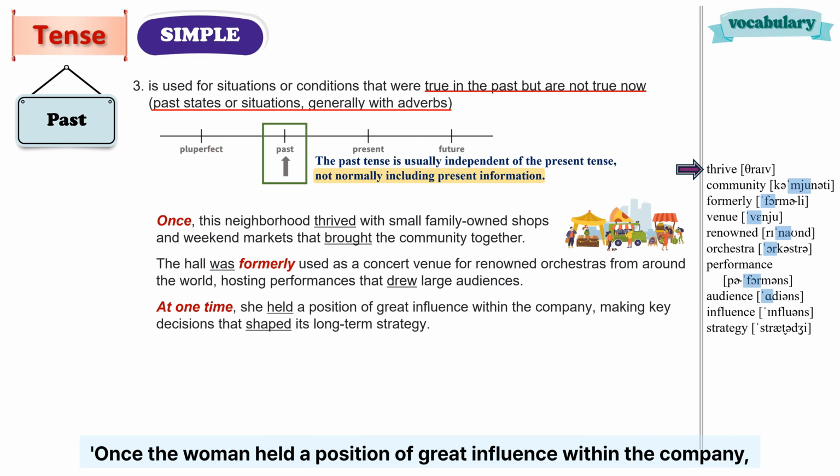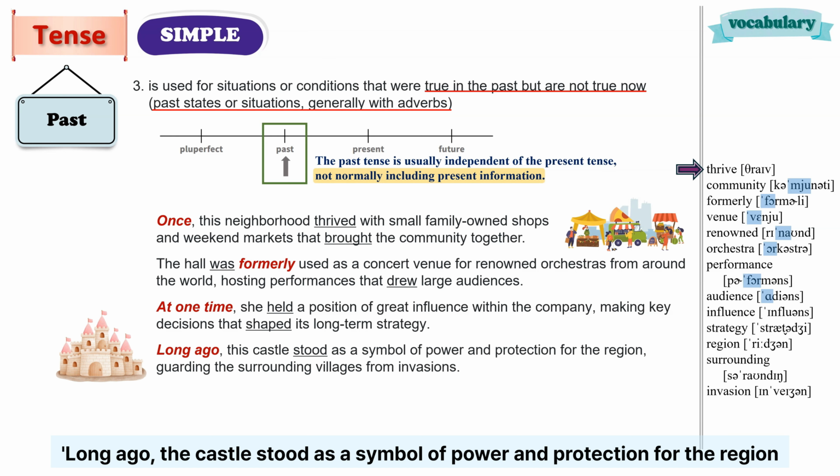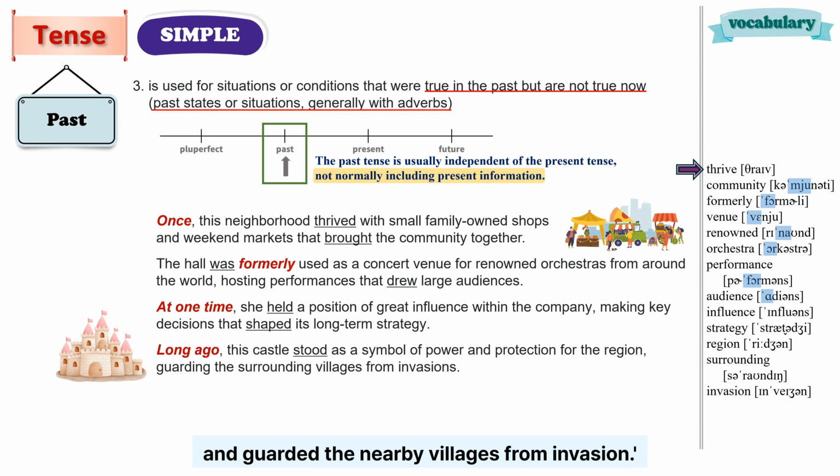Once the woman held a position of great influence within the company, where she made key decisions that shaped its long-term strategy. In other words, she once occupied an important role in the company and made crucial decisions that defined its long-term direction. Long ago, the castle stood as a symbol of power and protection for the region and guarded the nearby villages from invasion.